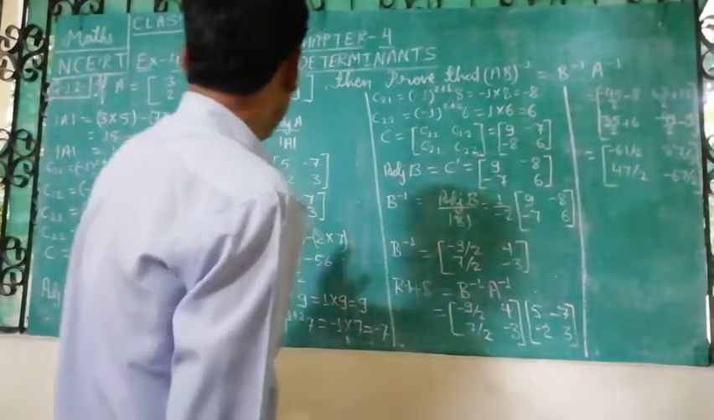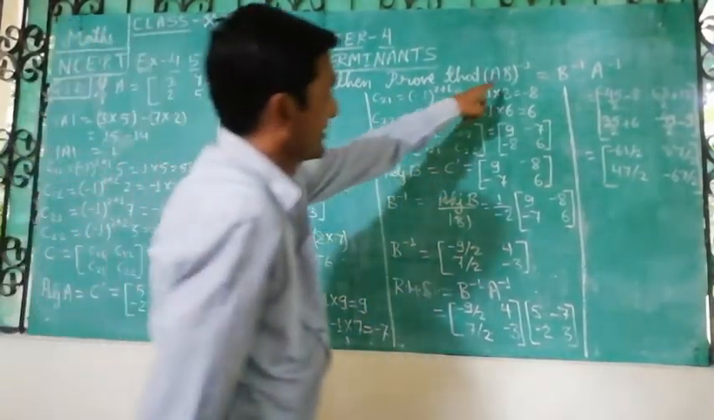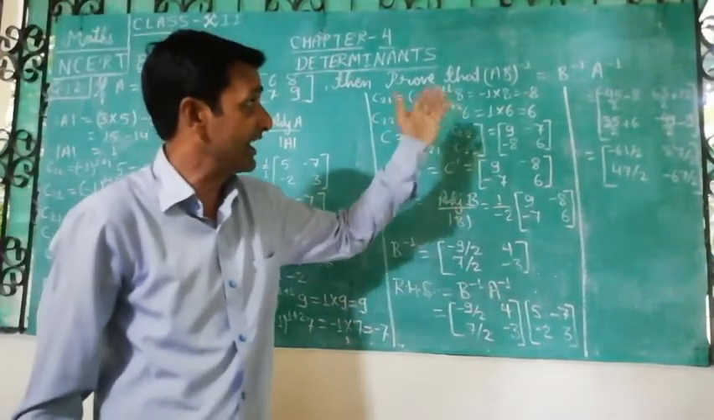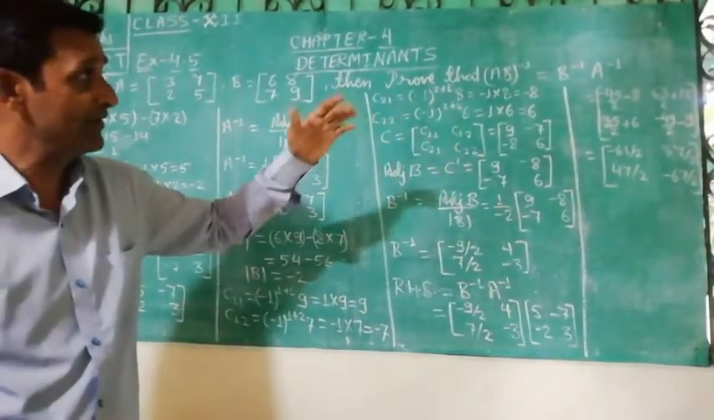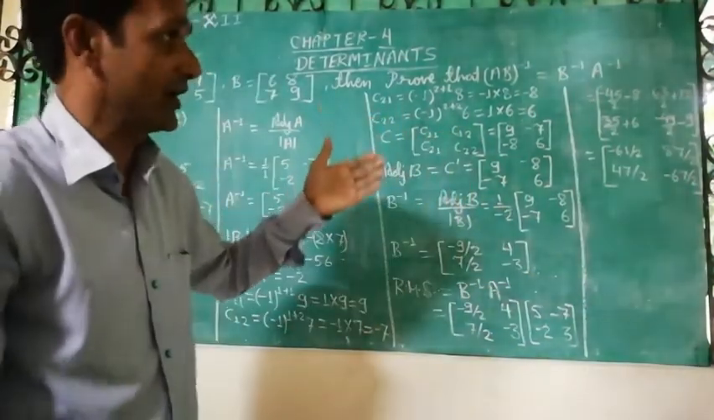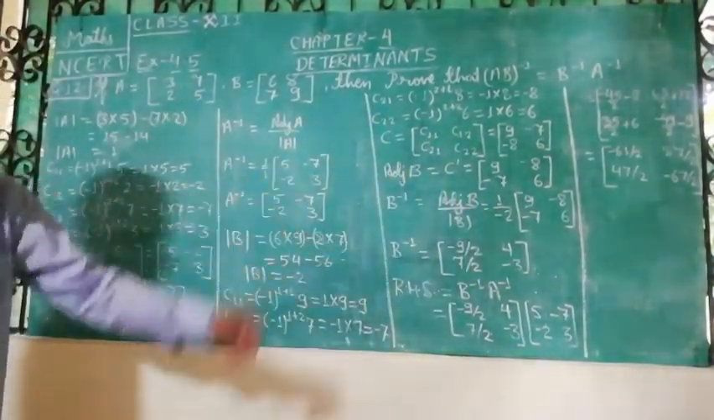Now what do we have to do? We have to find this LHS. So for this we have to multiply AB first of all, and then for AB inverse we have to find the determinant of AB and cofactors for AB. This part is over up to here.